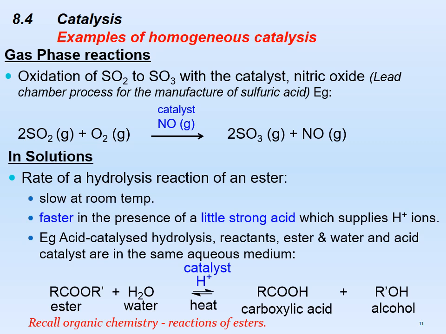The rate of a hydrolysis reaction of an ester is slow at room temperature, but is greatly increased by adding a small amount of strong acid, which provides H+ ions. Example: in acid catalyzed hydrolysis, the reactants ester and water and the acid catalyst are in the same aqueous medium.